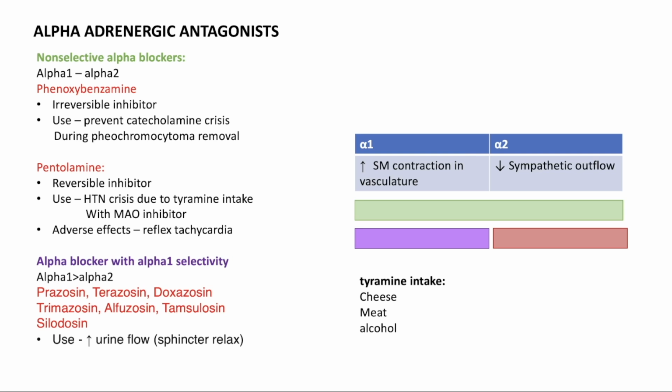These drugs are used to increase urine flow by relaxing the sphincter. Especially, they are useful in benign prostatic hyperplasia, where there is difficulty in passing urine due to urinary retention. Also, prazosin is useful in post-traumatic stress disorder.